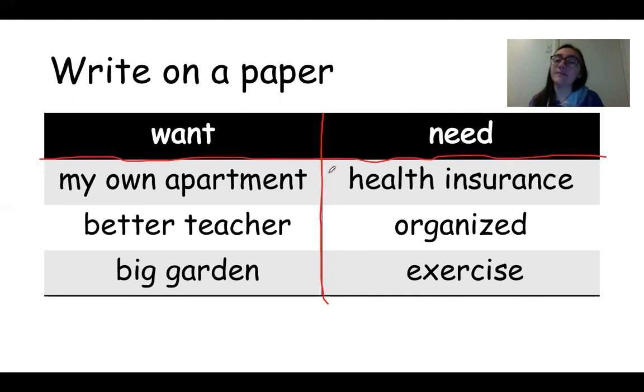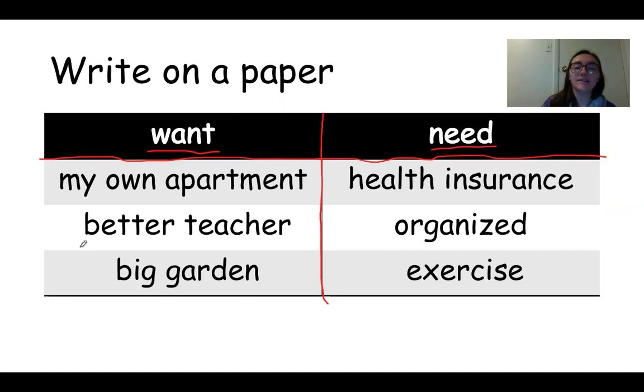But we're doing this because I want us to make what we call a chart, to organize the phrases or the words that we want to use. So on one side of the chart, you're going to write the word want, and on the other side, you're going to write the word need. So it looks just like this.